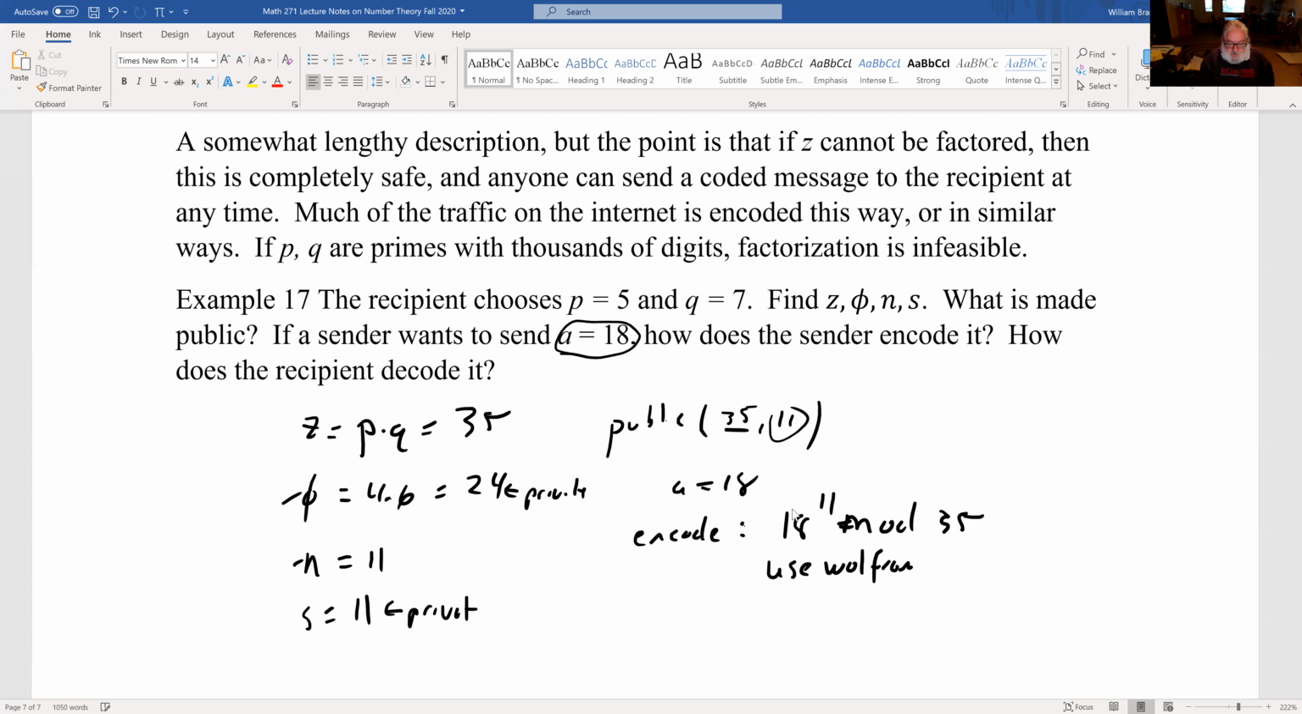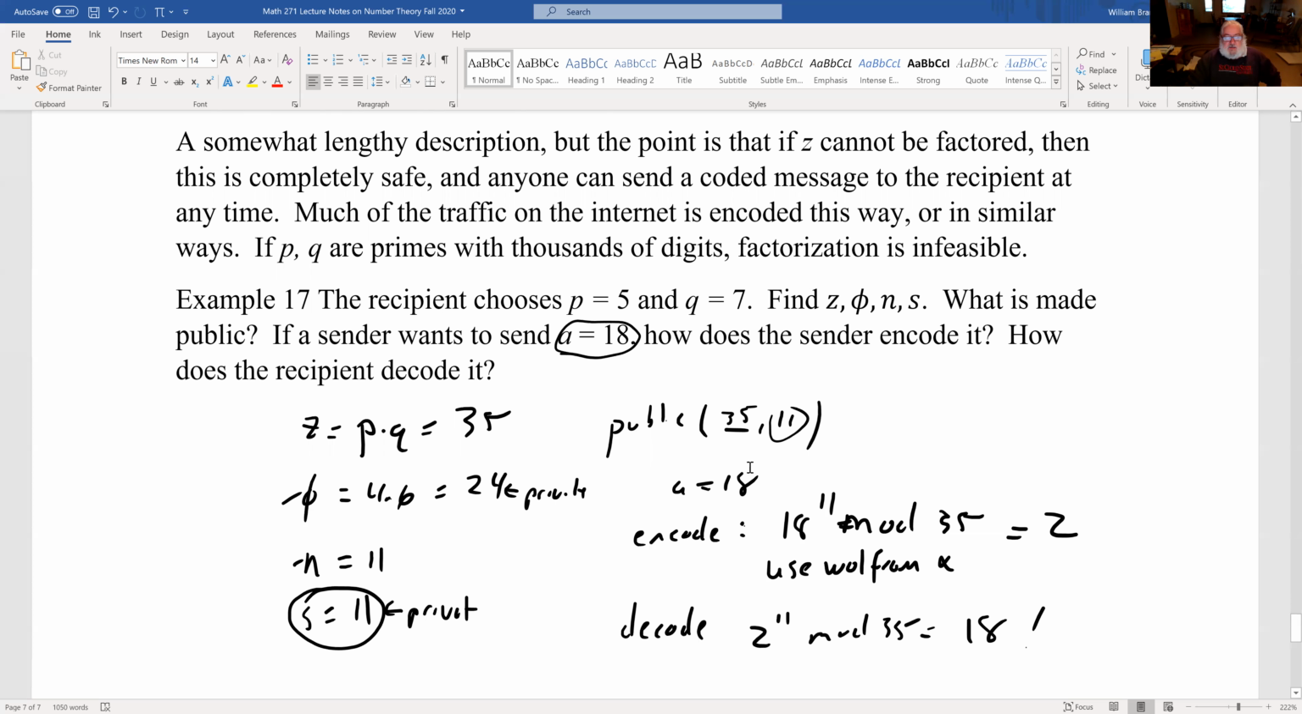If you're actually doing this, there's a website called Wolfram Alpha. You should use that. But that turns out to be 2. So what you sent me is 2. I want to decode it. So I'll take 2 and raise it to the inverse, which is 11, and take that mod 35. That will turn out to be 18. It's very slick, right? And it uses these inverses of these things.